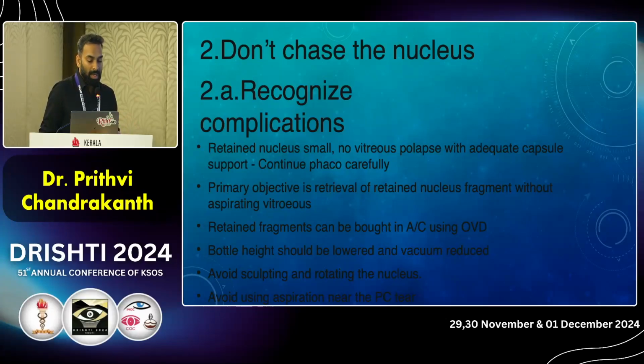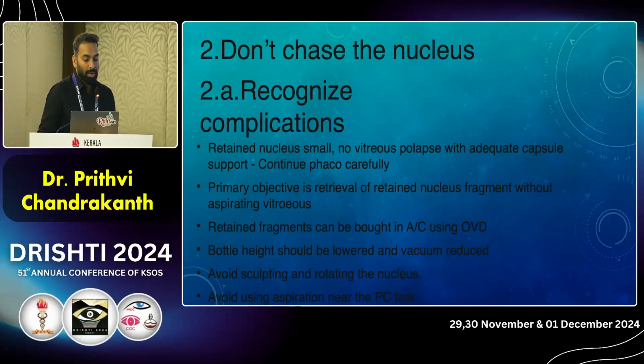Retained fragments can be brought into the AC. With the OVD, you can slowly inject the OVD in such a manner that there is no vitreous disturbance, and try to get it into the AC. Then you can actually take it out. Or maybe even slowly, with lesser infusion, you can use the phaco, but very carefully. The bottle height should be lowered and the vacuum should be reduced. Otherwise, you'll be catching the vitreous again and causing retinal holes.